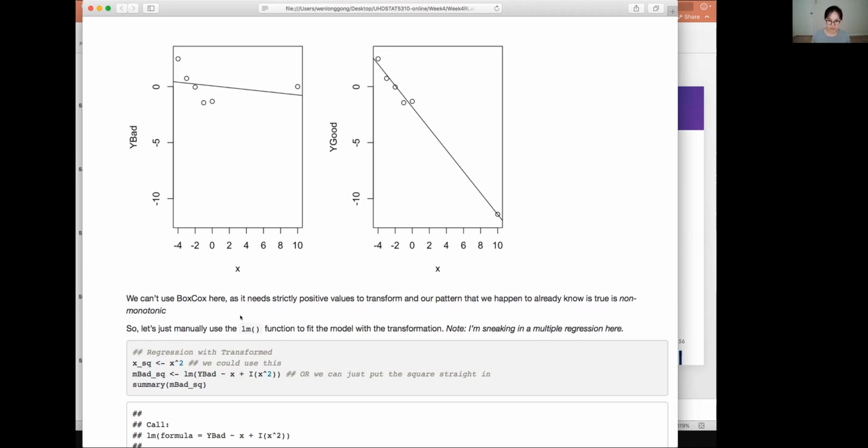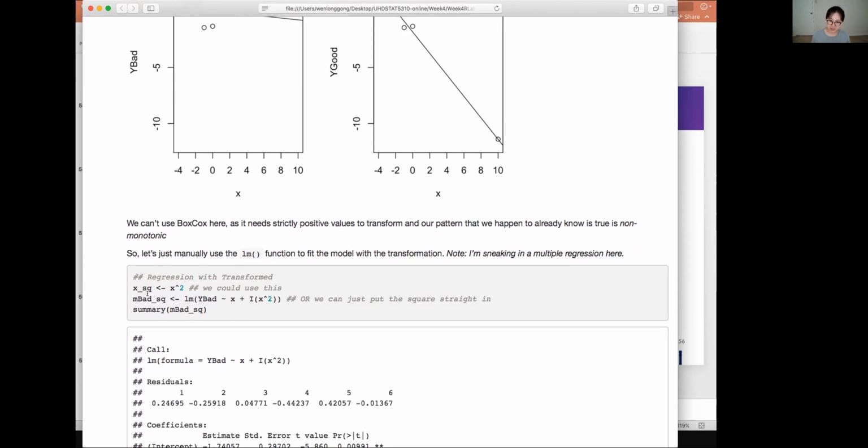And well, for this one, because it has strictly positive values to transform, and we happen to already know it's non-monotonic, we just manually use the LM function to fit the model. But actually this is the case when we have multiple linear regression. You see, even though I named it transform, this is actually a multiple linear regression. Well, I added this term x squared.